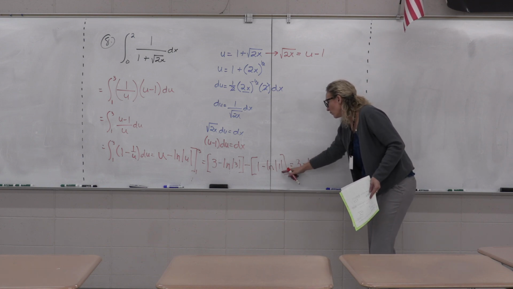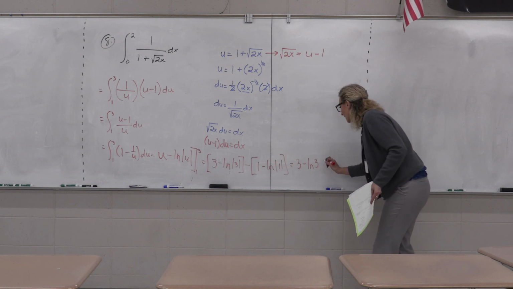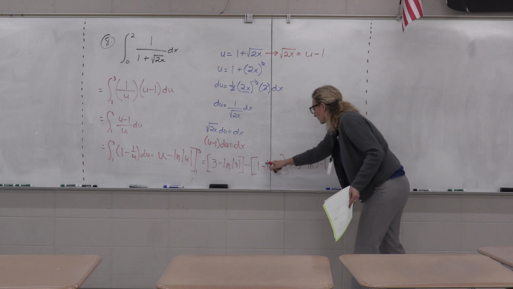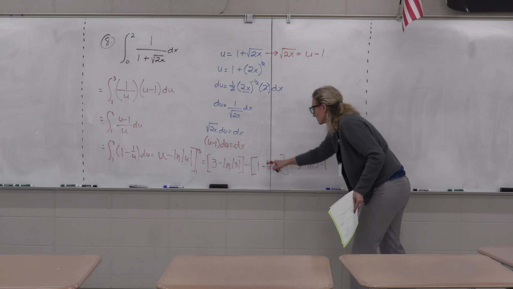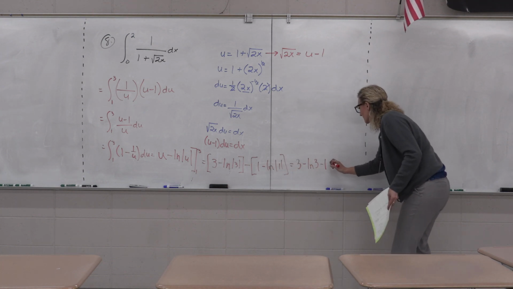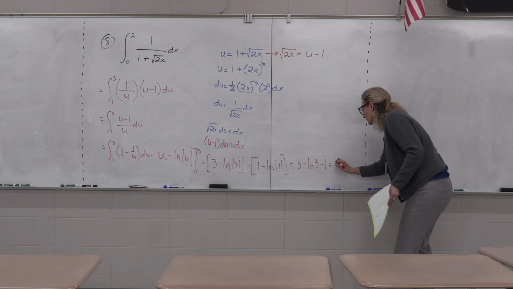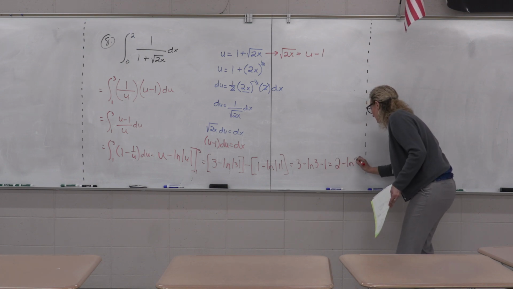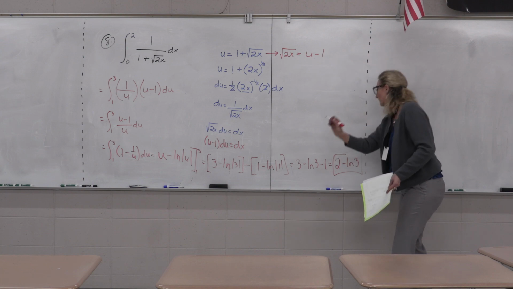The natural log of 1 is 0, so that's gone. And then you distribute that negative 1 through there. So this is 0, natural log of 1 is 0, opposite of that 1 is negative 1. So combining like terms, 2 minus the natural log of 3. Box it.